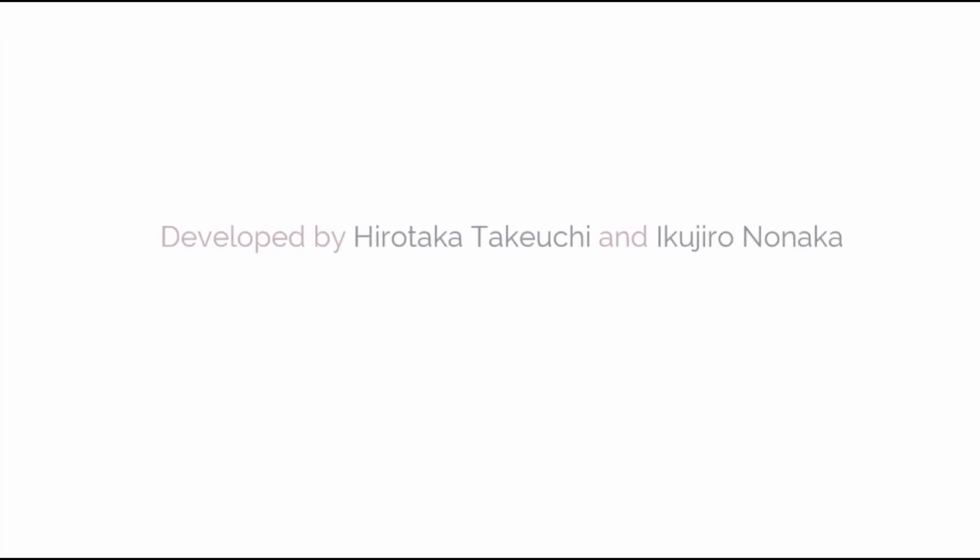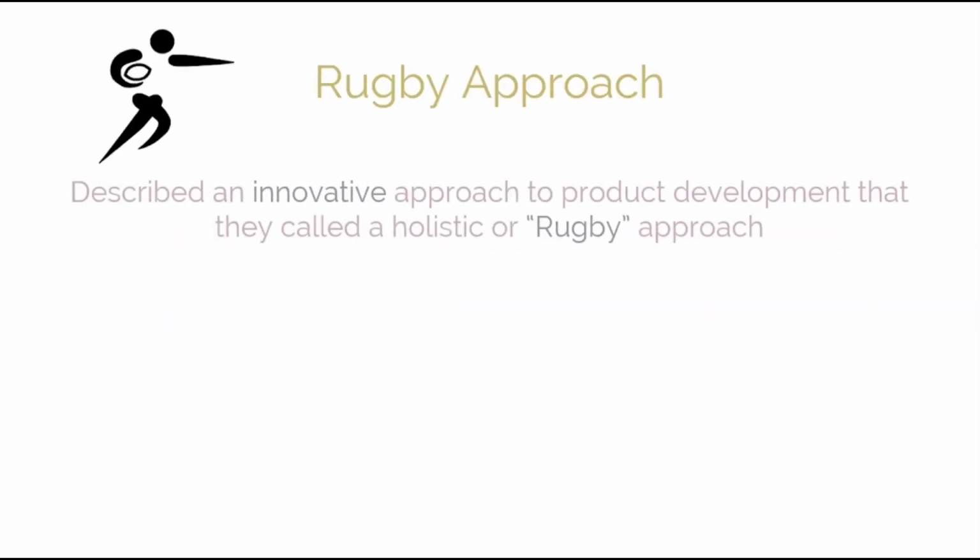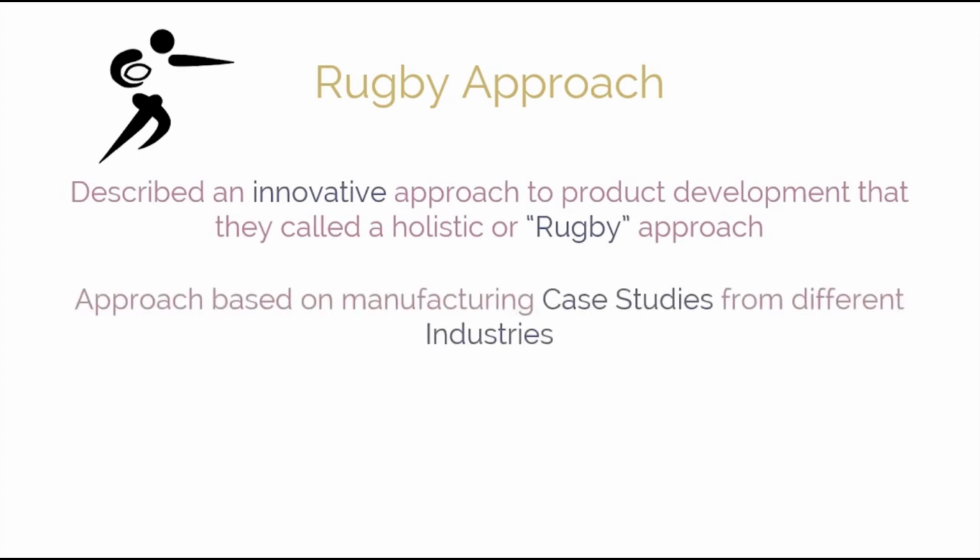The framework had its inception in the 1980s. In the mid-80s, Hirotaka Takeuchi and Ikujiro Nonaka defined a flexible and all-inclusive product development strategy, where the development team works as a unit to reach a common goal. They described an innovative approach to product development that they called a holistic or rugby approach, where a team tries to go the distance as a unit, passing the ball back and forth. They based their approach on manufacturing case studies from various industries.